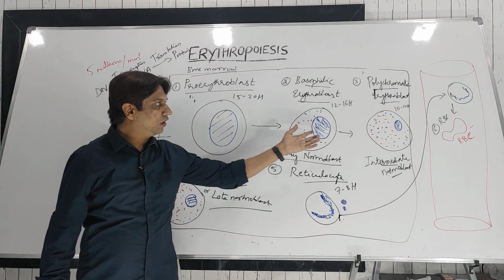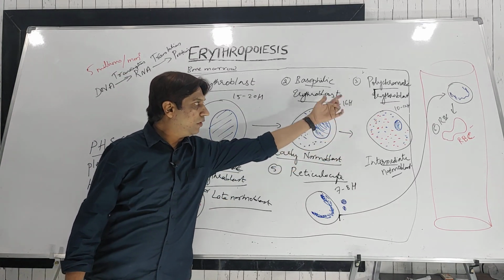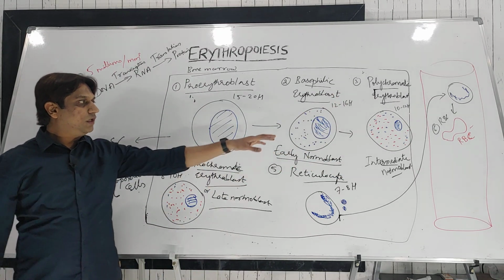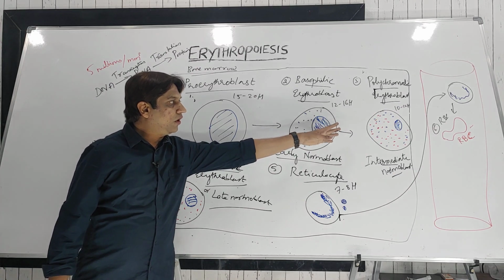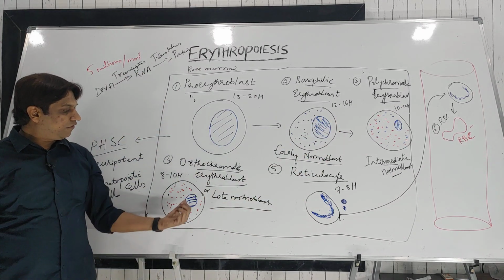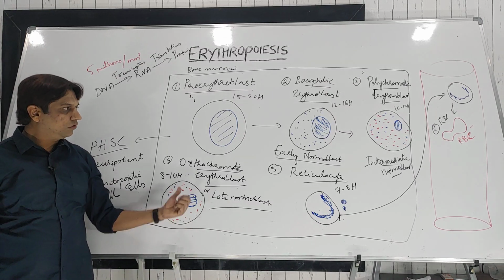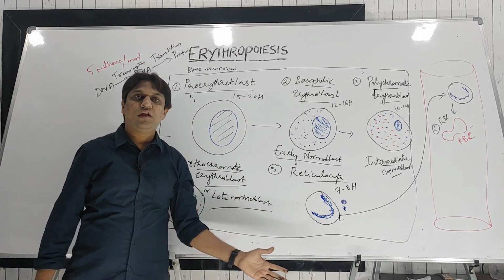First it is basophilic, then due to the presence of hemoglobin in the intermediate normoblast or polychromatic erythroblast stage, it will be polychromatic, that is both, and finally it will be more of the pinkish staining because of the hemoglobin. So cytoplasmic staining characteristics change.